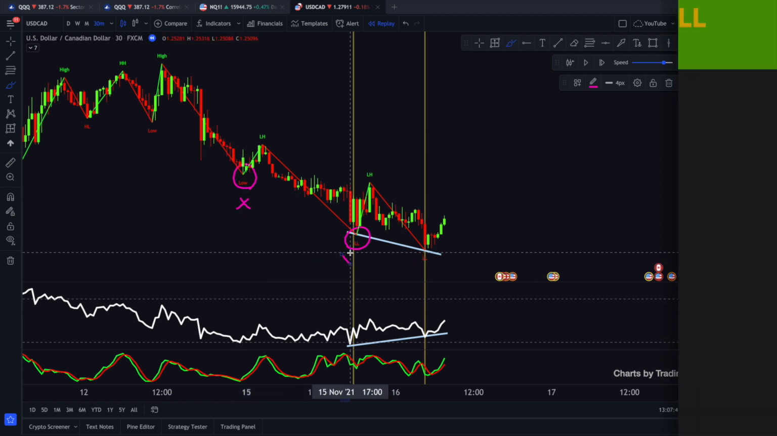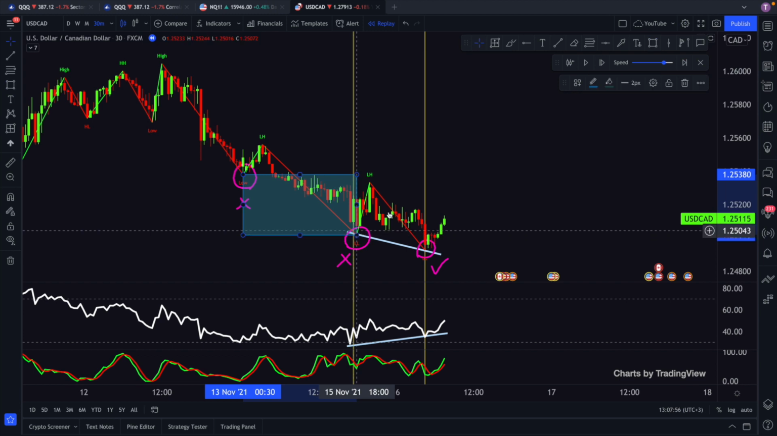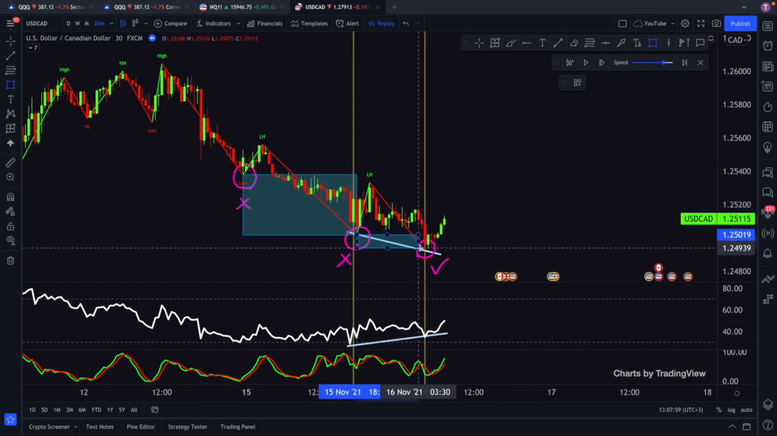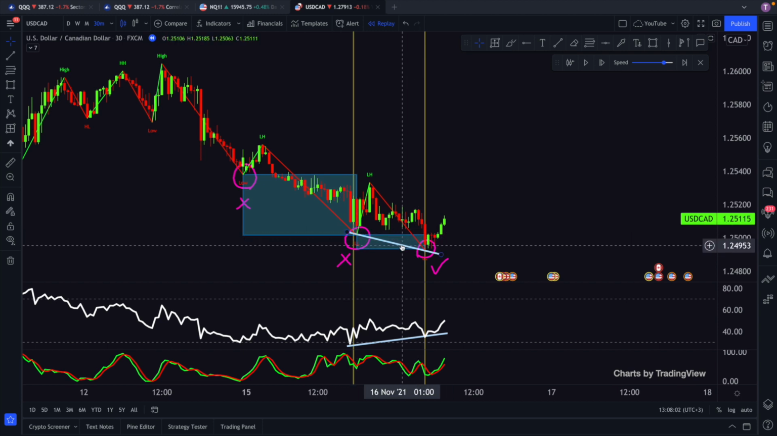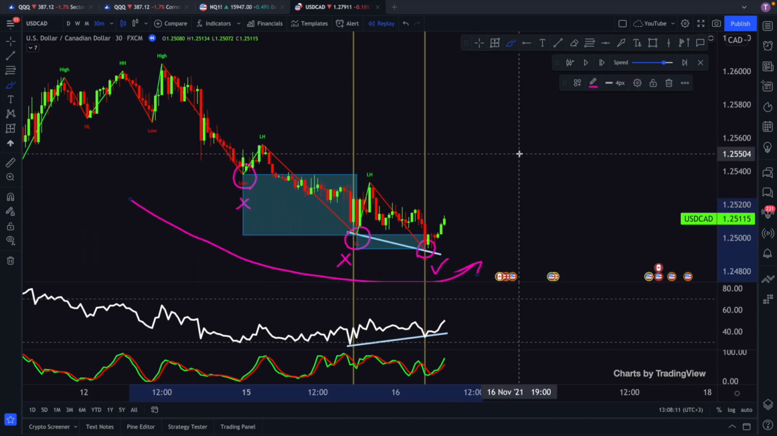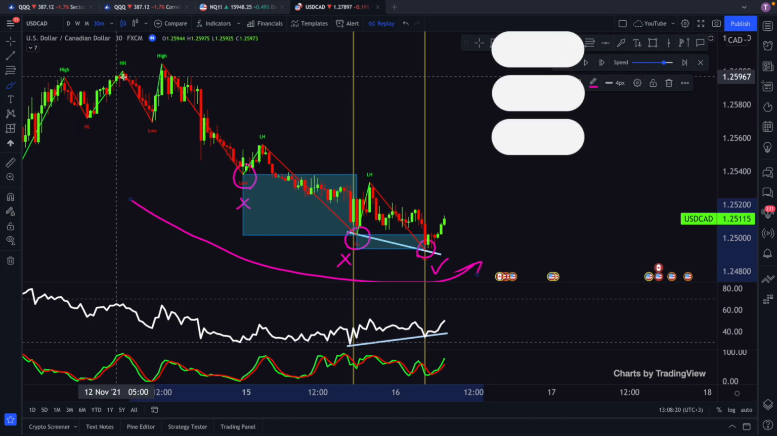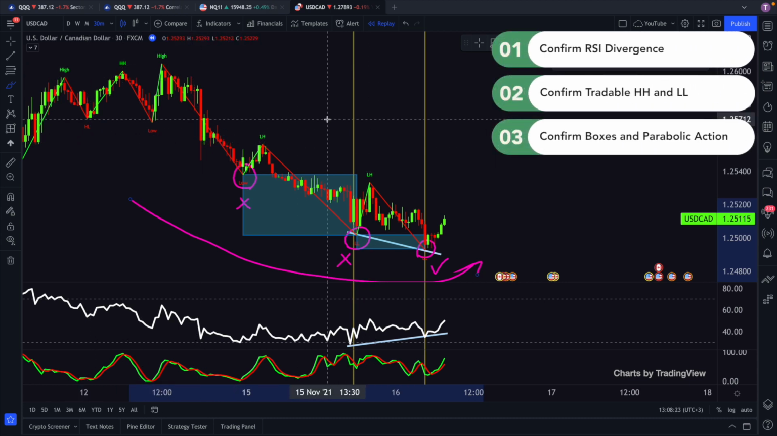And as you know, I never trade first and second lower lows, because my first box appears after the second lower low. Let me draw the boxes for you. This is great. My second box is smaller. This tells me a possible market structure change from a downtrend to an uptrend. Okay, let's see. RSI divergence, check. Third low appeared, check. Smaller box appeared, check. Now step 1, 2, 3 is confirmed.